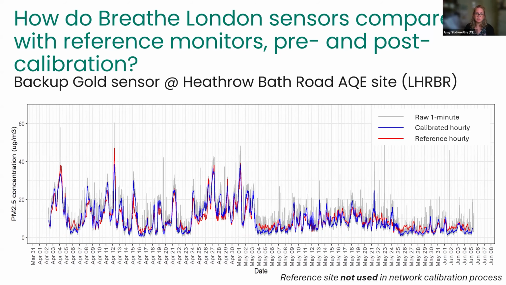So this is the final spare gold sensor at the Heathrow Bath Road site. Note the y-axis upper limit is lower than on the previous 2 slides because there are fewer high values in the raw 1-minute data for this site. But again, this reference data was not used in the calibration. So this sensor has been calibrated using the network calibration method. But again, you can see that the calibrated hourly data, the blue line, does track the reference data quite closely.